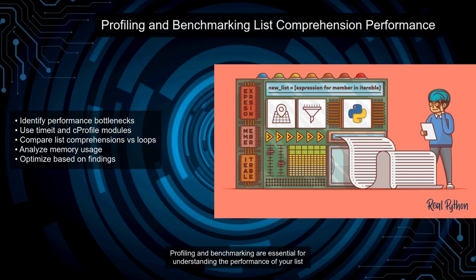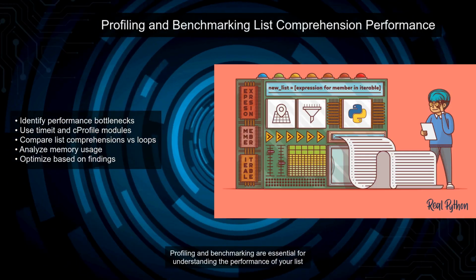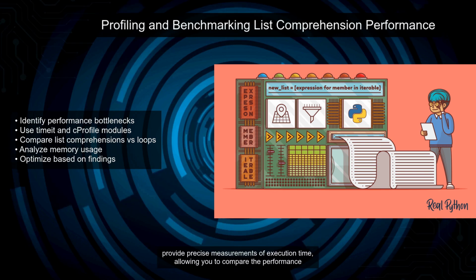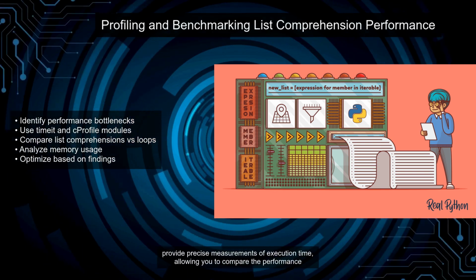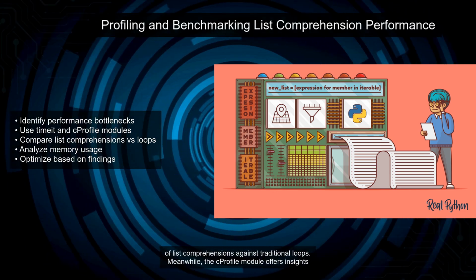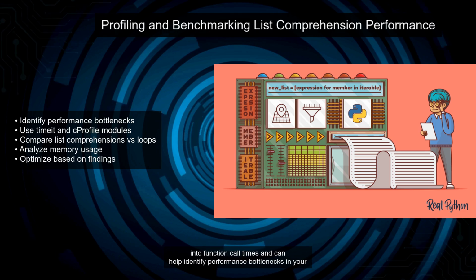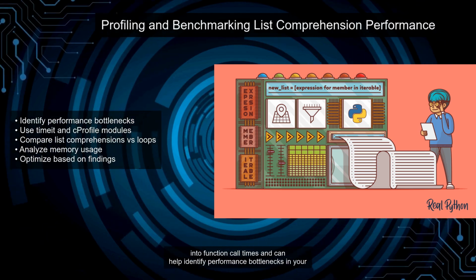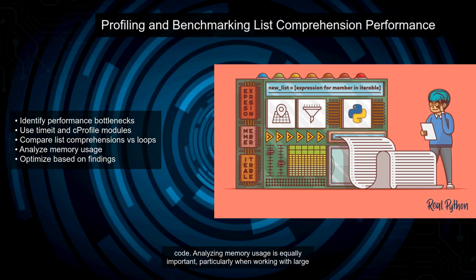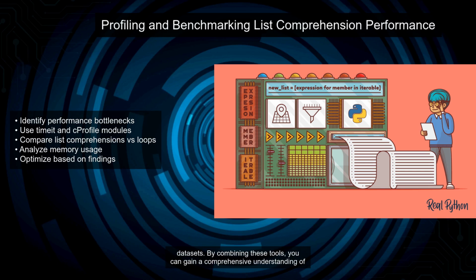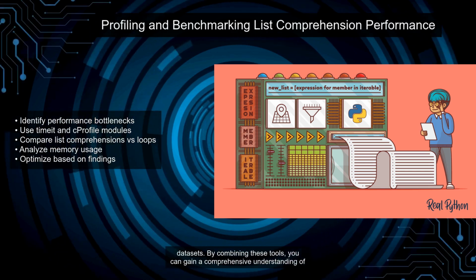Profiling and benchmarking are essential for understanding the performance of your list comprehensions and identifying areas for optimization. Tools like the timeit module can provide precise measurements of execution time, allowing you to compare the performance of list comprehensions against traditional loops. Meanwhile, the cProfile module offers insights into function call times and can help identify performance bottlenecks in your code. Analyzing memory usage is equally important, particularly when working with large datasets.